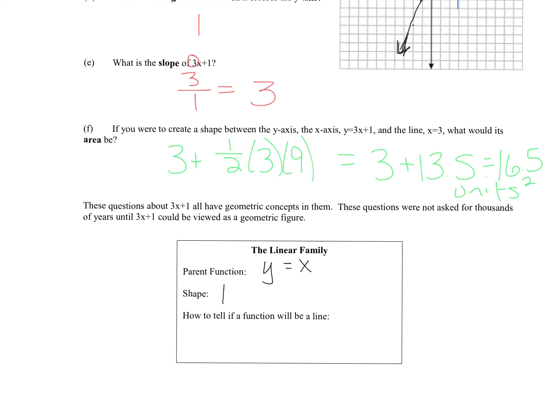Its shape is a line, and we even have that in this name. And how would we tell if a function will be a line? Basically, we look for x to the first power is the highest power. Now, we could get a little more technical with that, but when we're talking about the type of functions we're talking about over the next month, that's kind of the best way to think of it. So now we're going to look at a different algebraic expression and see what shape it makes.